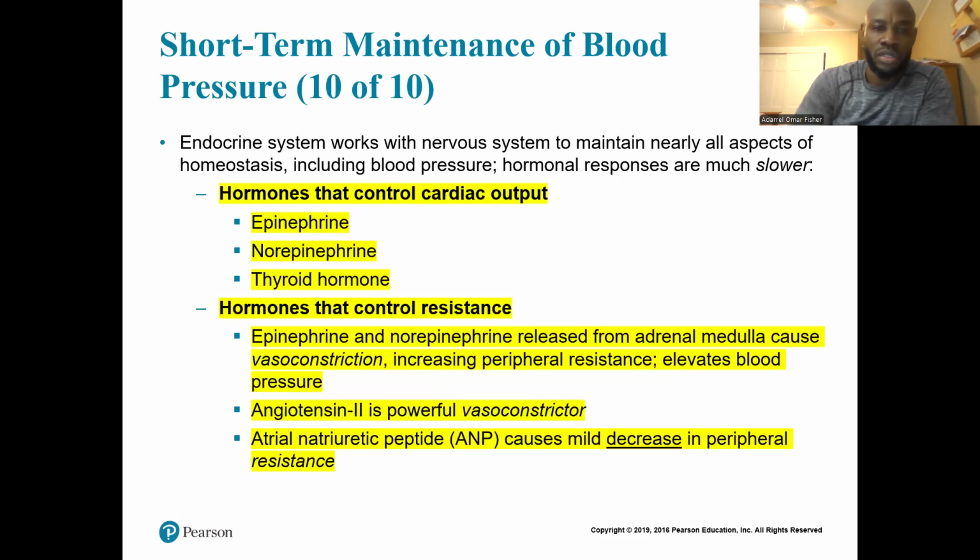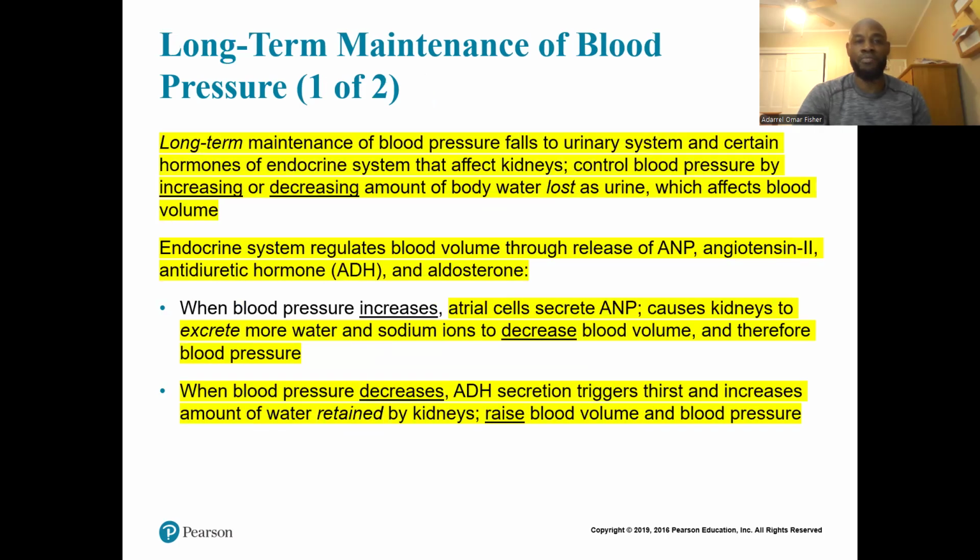Hormones can control cardiac output. We already mentioned epinephrine, norepinephrine, but also thyroid hormones. Epinephrine and norepinephrine released from the adrenal medulla cause vasoconstriction and increased blood pressure. Angiotensin 2 is also a vasoconstrictor, increasing blood pressure. Atrial natriuretic peptide, ANP, can also affect blood pressure.